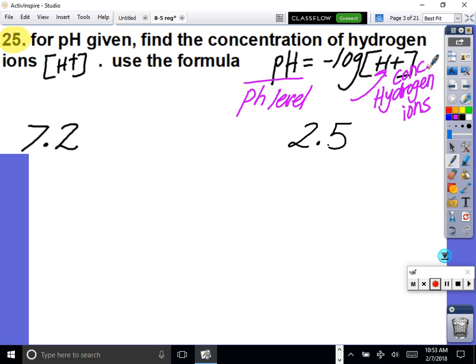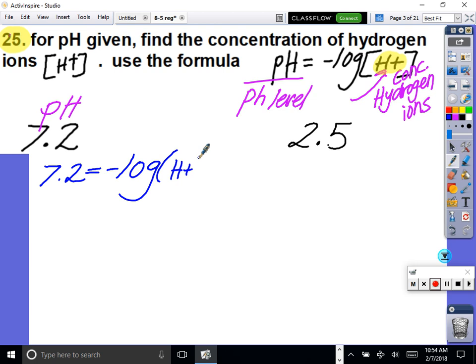Okay, that's the concentration of hydrogen ions. So it says for the pH given. Aren't we given pH? It says find the concentration of hydrogen ions. So in this problem, I'm going to be finding H+. Let's plug in what we know. We know our pH of 7.2 is equal to negative log of H+. So we're just solving for H+. Does everybody see?